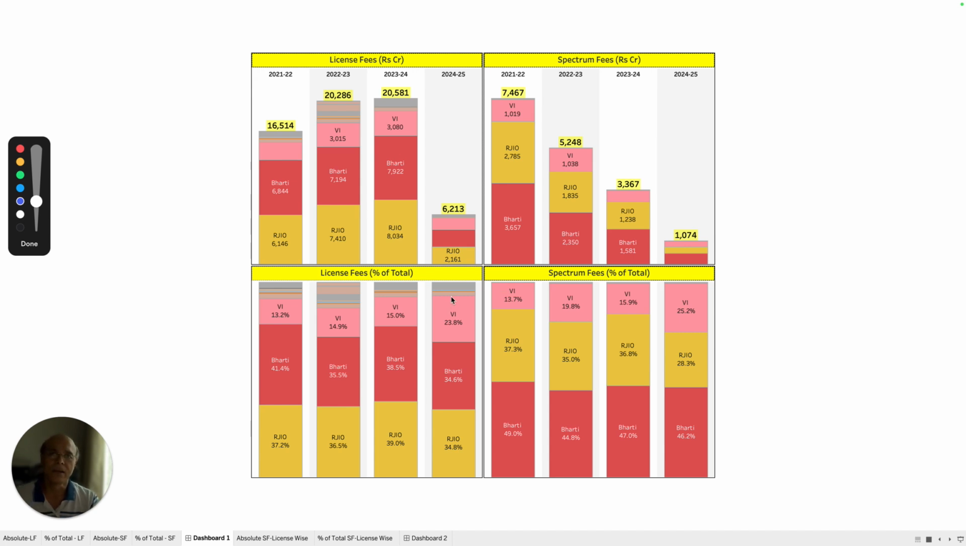Now, look at the license fee as a percentage of total revenue, which is called adjusted gross revenue. What do you see in this trend? The license fee increased, right? In FY21-22, it was 16,514 crores, and it went up to 20,286 crores. But the gross revenue and the adjusted gross revenue are increasing. Why is it becoming stable? The question has to be asked now.